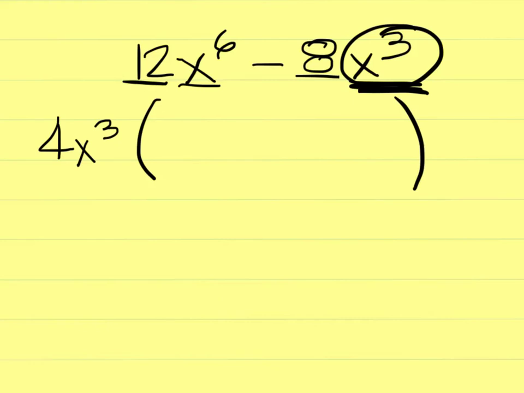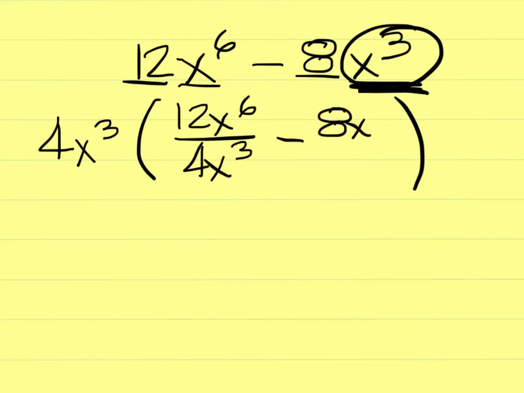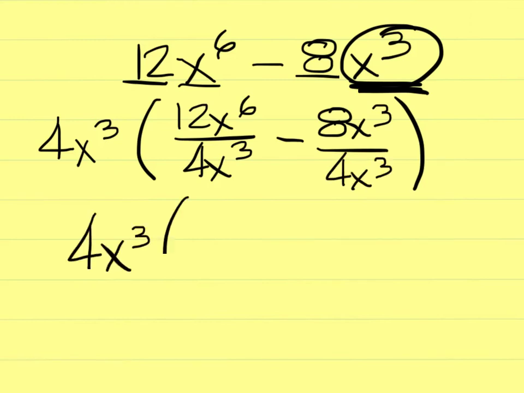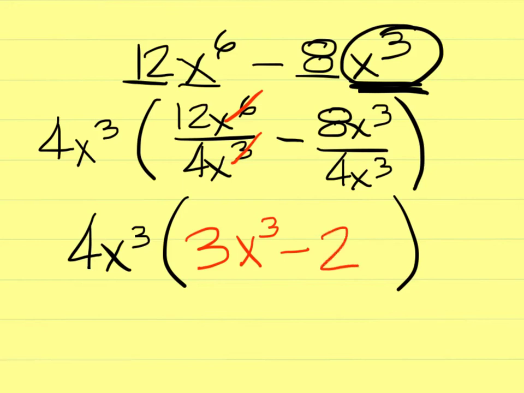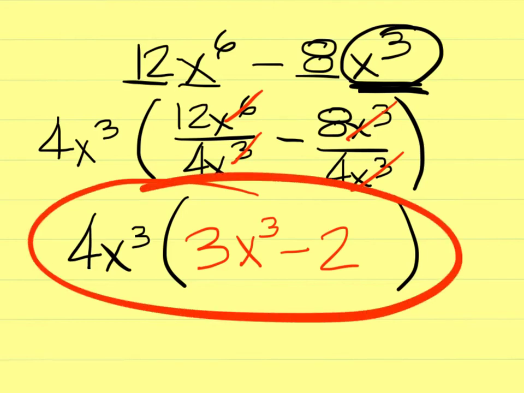And then from there you go back and divide. Divide everything by 4x to the third. And inside you would simplify. 12 over 4 is what? 3, and then x to the third because of 6 minus 3. And then 8 over 4, 2, and then x to the third over x to the third cancels out to 1, so there's no need to write it. So you're just left with 2. So the answer to the whole problem is here.